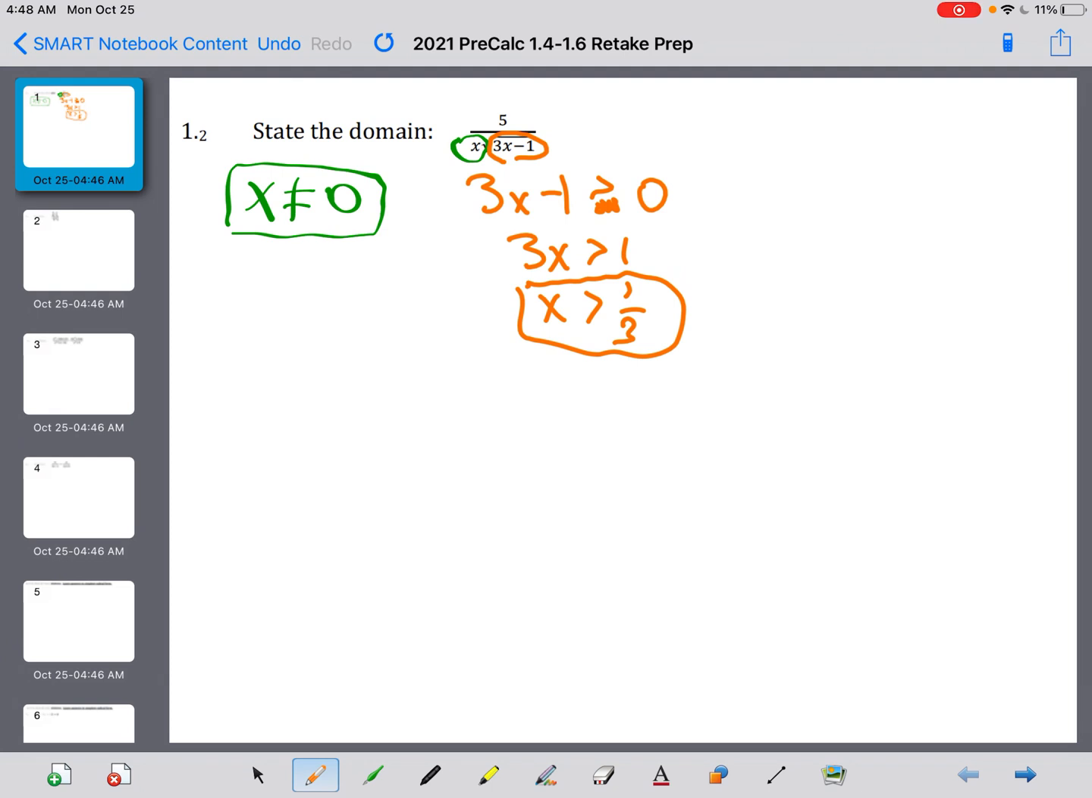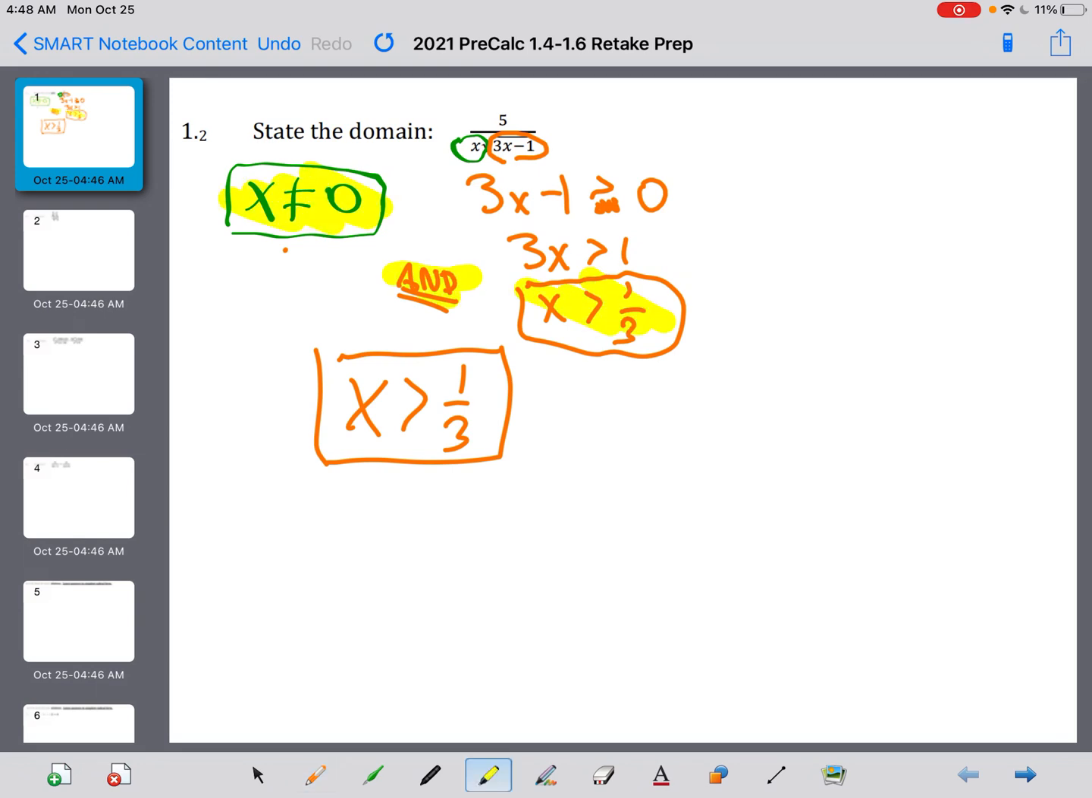Now, since I have to have x's greater than 1/3 and cannot be 0 from over here, I can simply say this is my domain, because this domain does not include 0 as well. So we could have both of these, or just this one for our domain restriction.